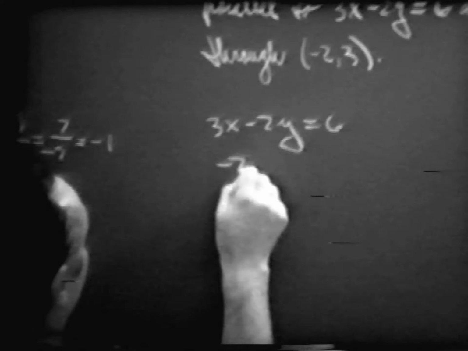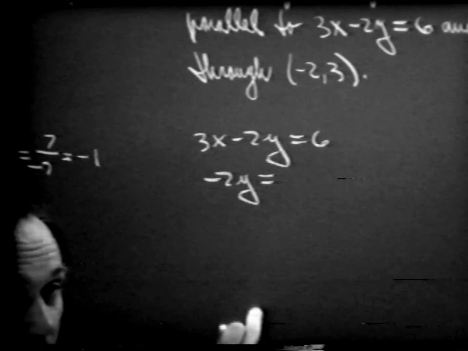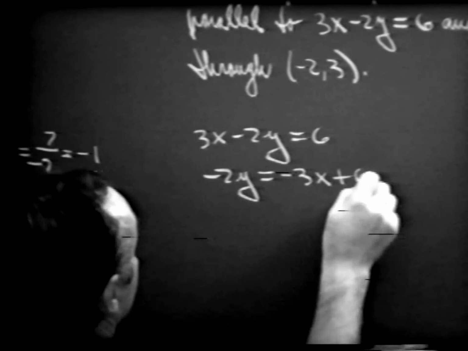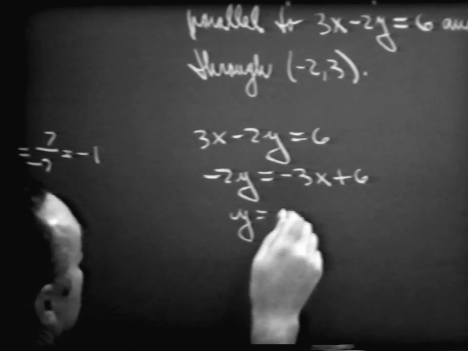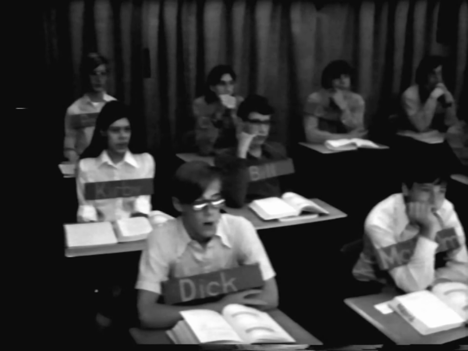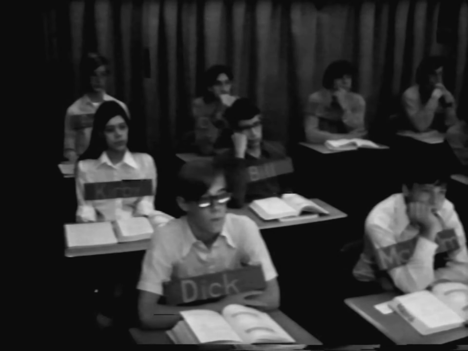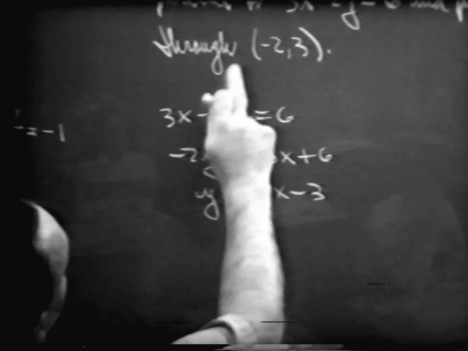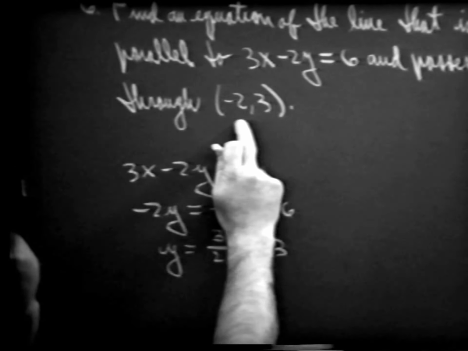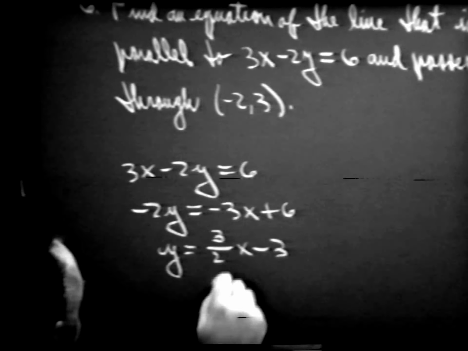Here we have what? Negative 2y then is equal to, getting it into our y-intercept form, negative 3x plus 6. Y then is equal to what? 3 halves x minus 3. Does everyone agree that that then is the pattern that we're looking at? Now we're interested in the equation of the line which is parallel to this one and passing through negative 2 comma 3. So let's make a picture here and see what we have in mind.